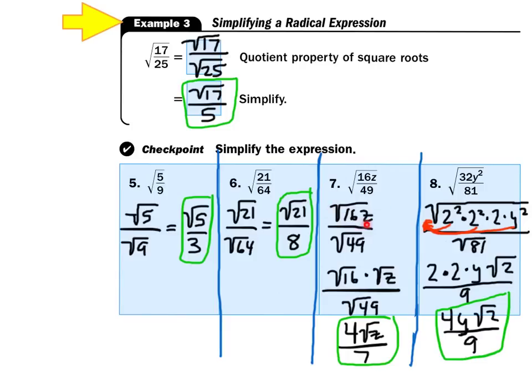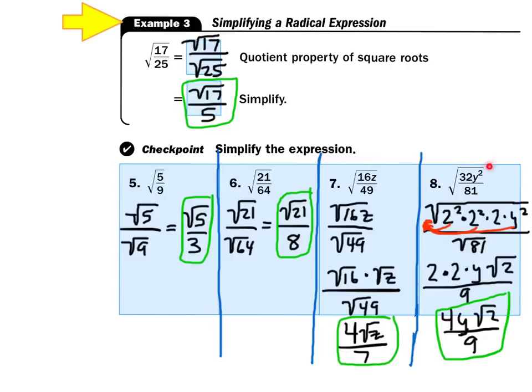Okay, take a look at number 7. I have the square root of 16z on top over the square root of 49. Well, remember, the 16 is a perfect square, so I'm going to say the square root of 16 times the square root of z over the square root of 49. I can simplify. The square root of 16 I replace with a 4. The square root of z I can't do anything with, I just copy it. And the square root of 49 is just 7, so I put that down on the bottom.